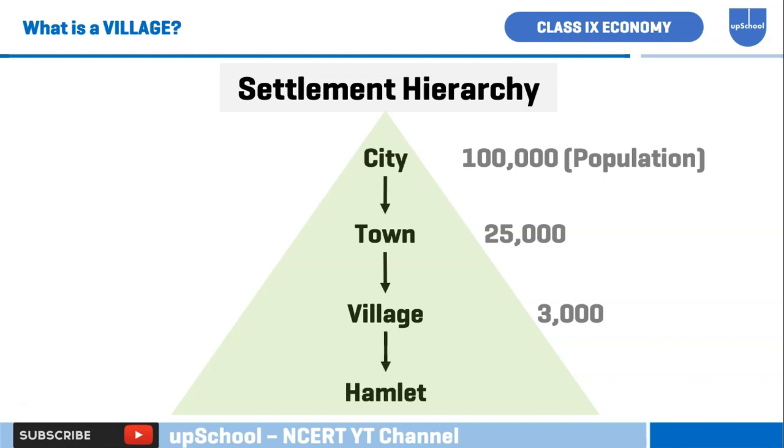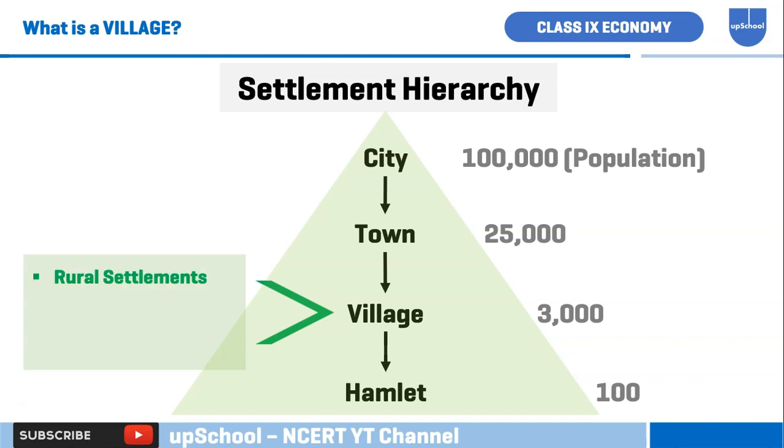Lastly are hamlets. Hamlets are inhabited areas, and only a few people, less than 100 people, live in hamlets. And they're usually in the outskirts, away from the majority of the population. So let's look into villages a little deeper.